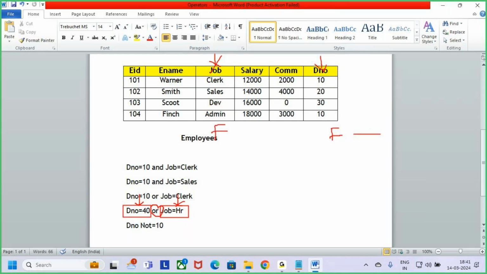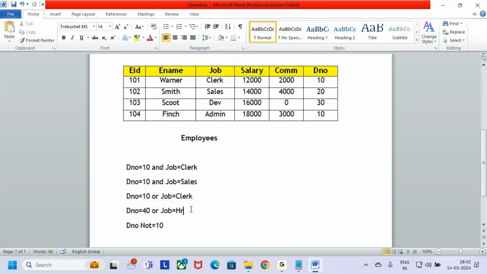If both the conditions are false, then what is the output in the OR operator? The output is also false. So how many rows will get in the output? 0. Why? Because there is no department number 40 and there is no employee working as a HR. So we don't get any data in the output. 0 rows will get in the output.